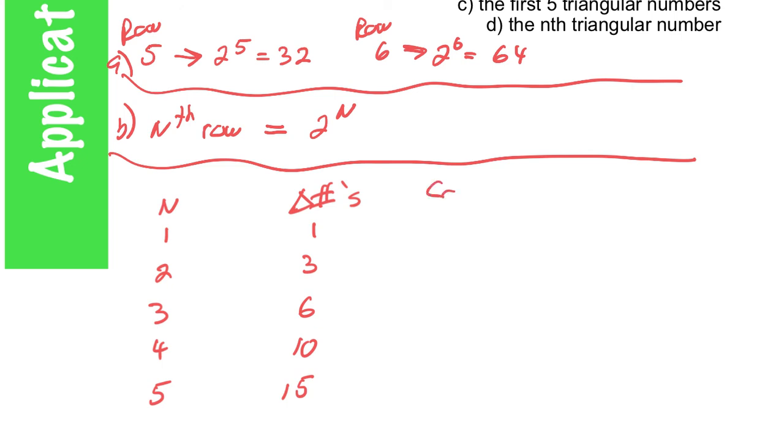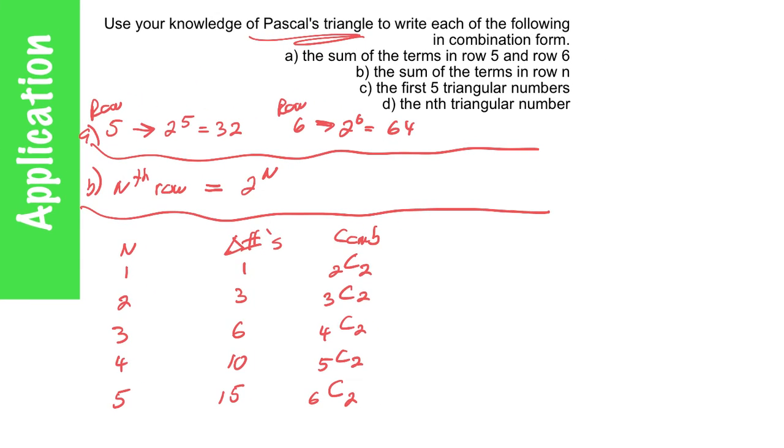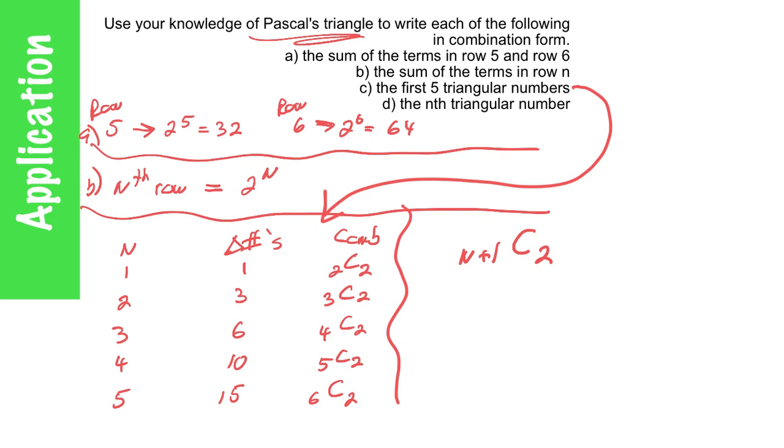The combination value of that would be 2C2, 3C2, 4C2. So it's the second term in each of the rows. And that's hooking up the first triangular numbers to Pascal's triangle. And lastly, the nth triangular number would be n plus 1, and then the second term.